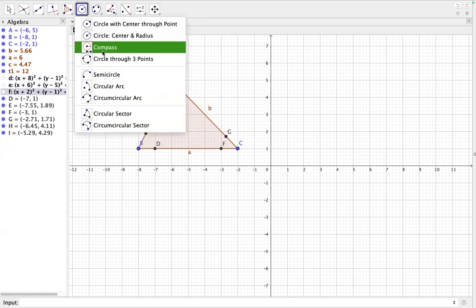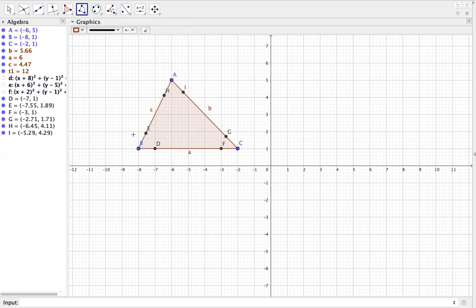Then come to the circle tool and select circular sector. We need to draw this such that we have a circular sector inside the triangle. So this is one of them. Then we do one also here, and then the last one here. Okay, this is external. We want internal. So let's go anti-clockwise. So this, and that's okay.